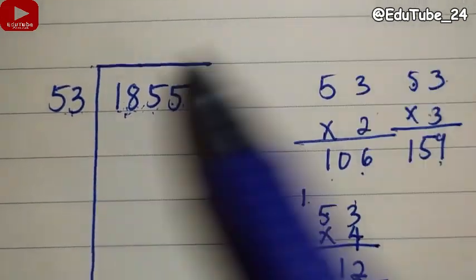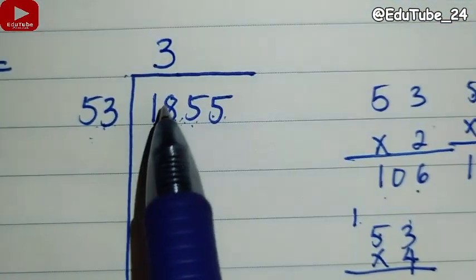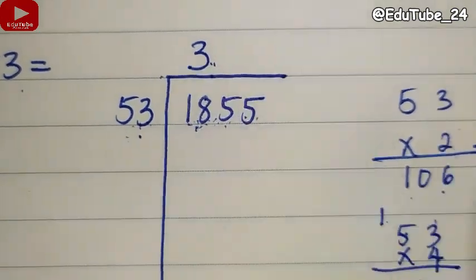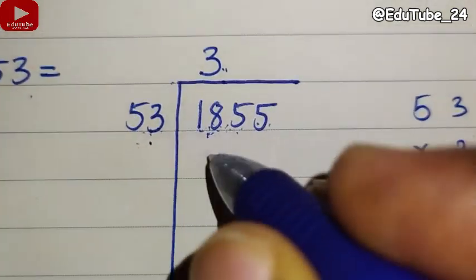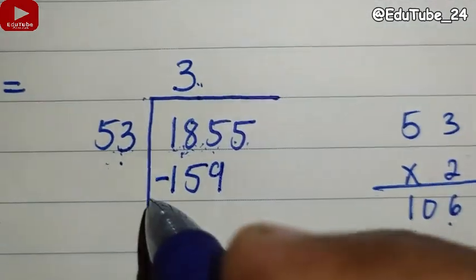So that means that 53 in 185 will give me what? 3. So I'll write my 3 above here. Then I'm going to multiply my answer, which is 3, by 53. And certainly 53 times 3 gives me what? 159. So I'll write the 159 below my 185 to find the remainder.